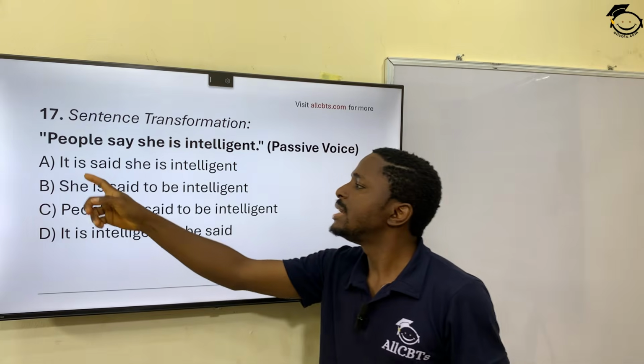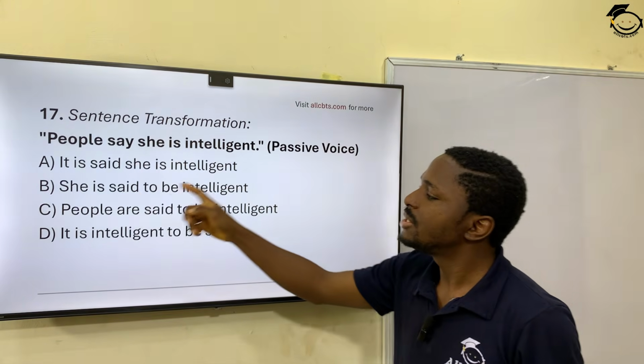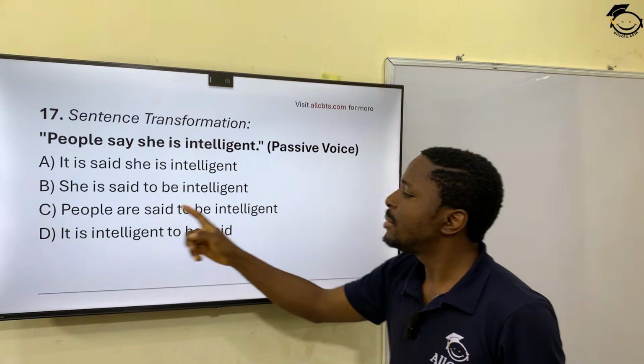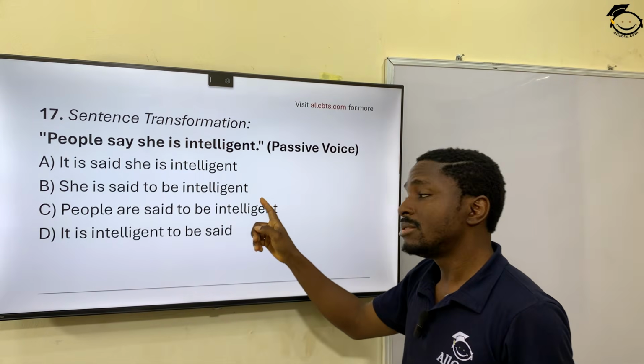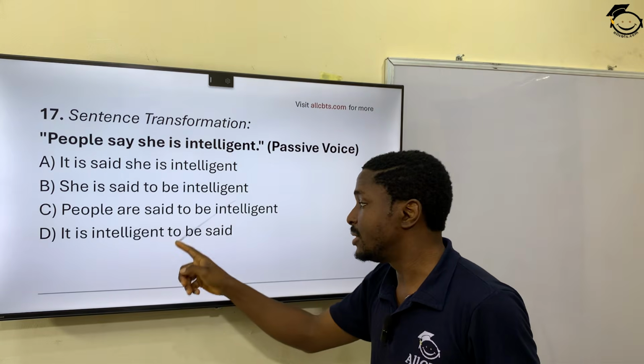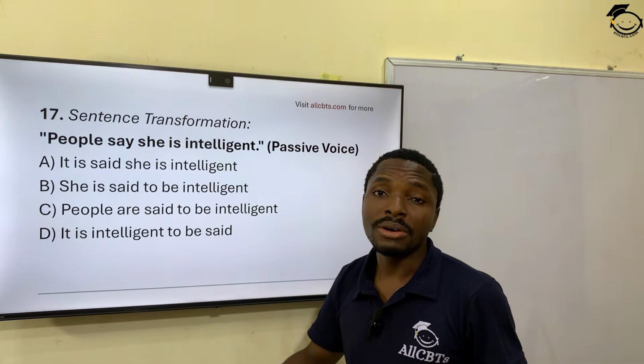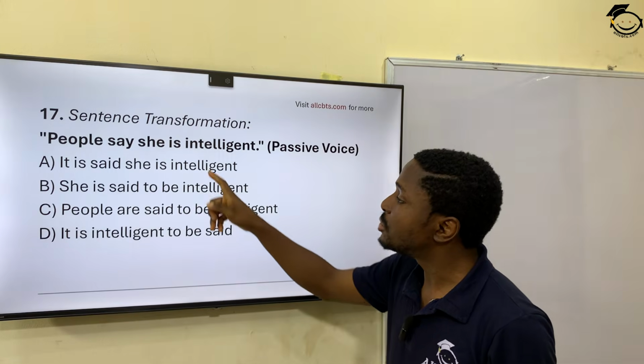Is it going to be: it is said she's intelligent; she is said to be intelligent; people are said to be intelligent; it is intelligent to be said? Well, definitely it's not going to be any of these because this doesn't even make proper grammatical sense. So we are left with A and B.